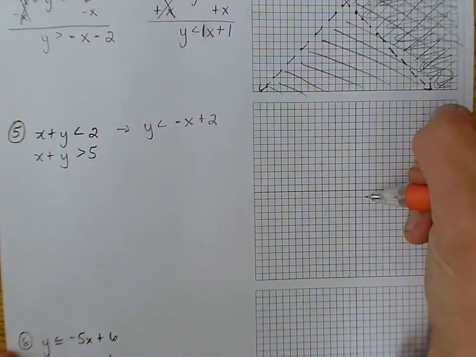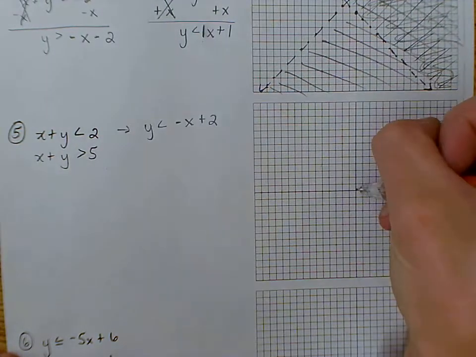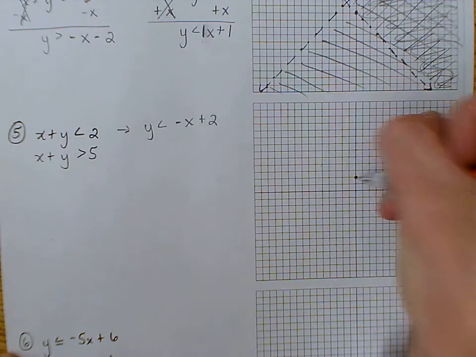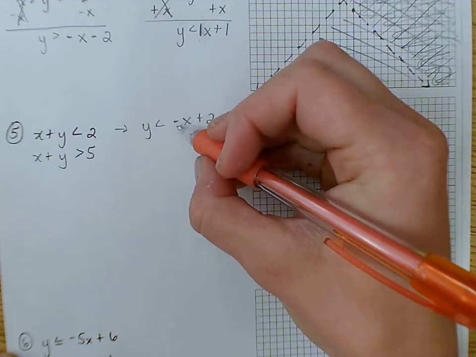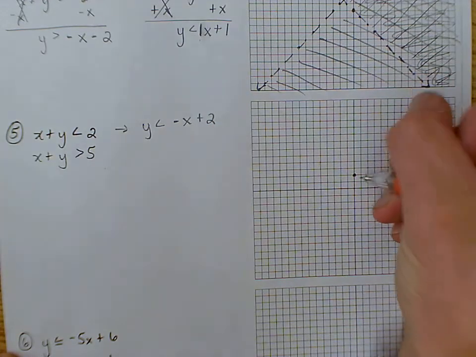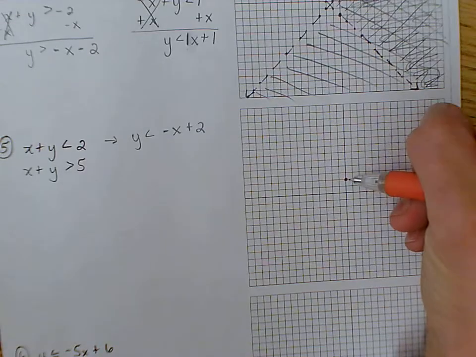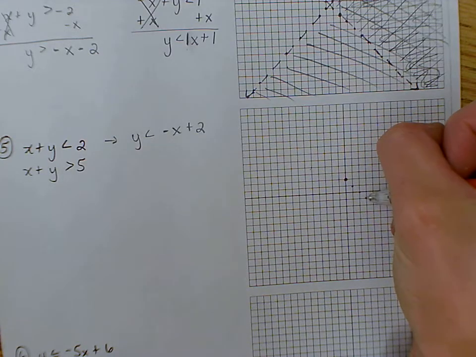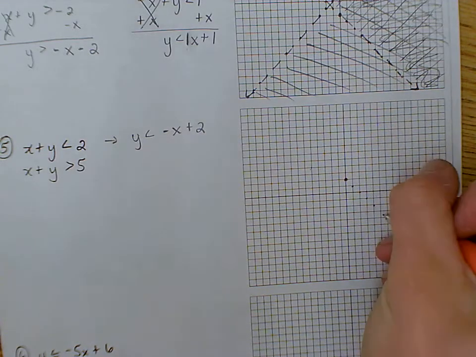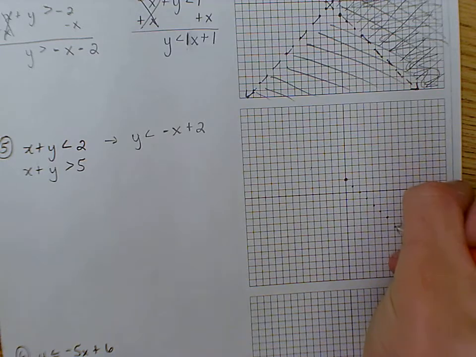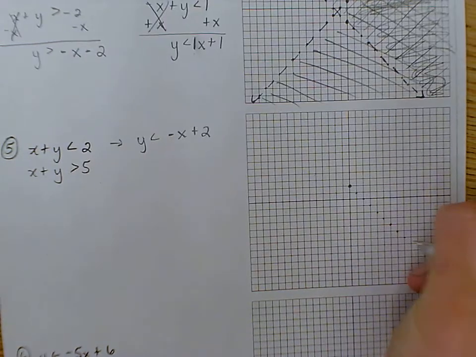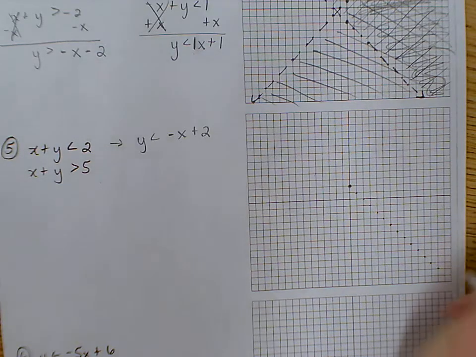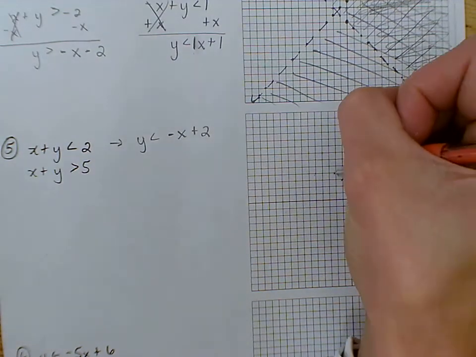So I come over here. My y-intercept is 2, so I go to 2 on my y-axis. And then I graph my slope. It's negative 1, so it'd be negative 1 over 1. That means I go down 1 and right 1 to graph my line. So I'm going to graph this. Okay, and then to go the other way, you go up 1 and left 1.